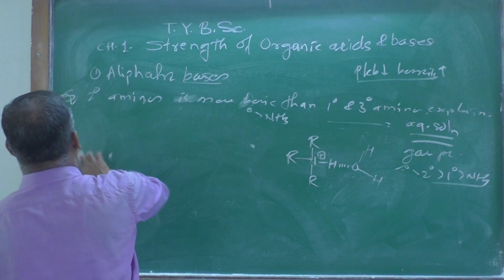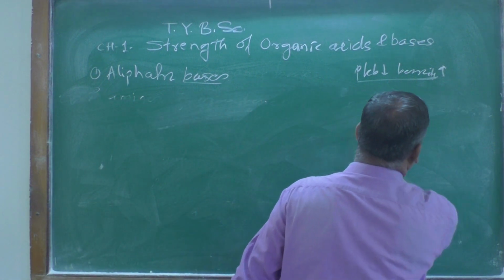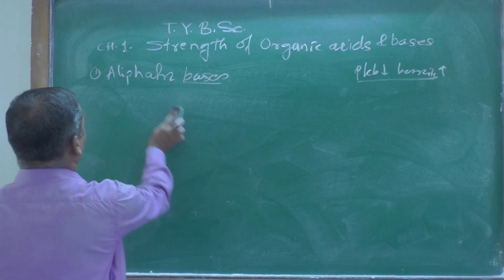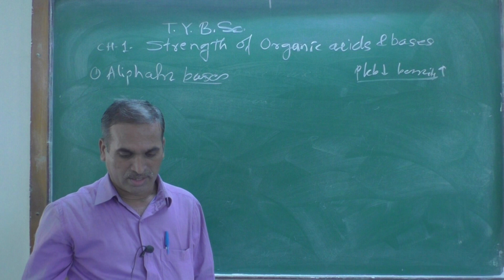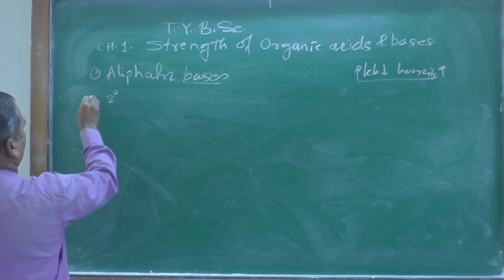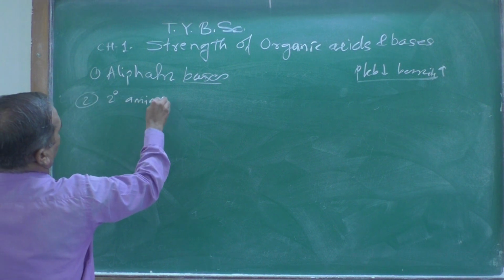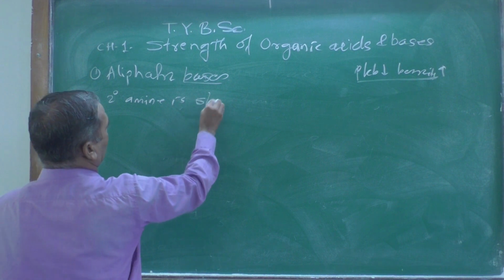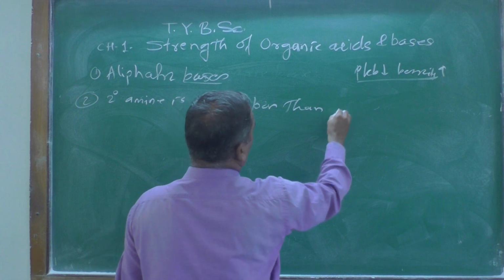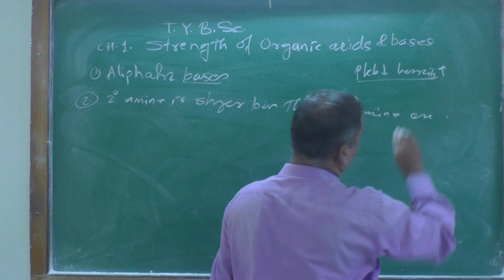Now let us move on to the second application of bases, or maybe 1, 2, 3, all these applications. Here, suppose methylamine is stronger than the secondary amine. Second application: the secondary amine is a stronger base than the primary amine. Explain, or the tertiary amine.